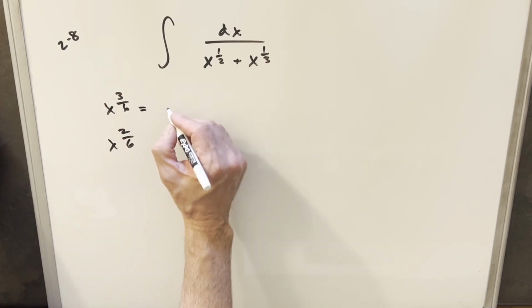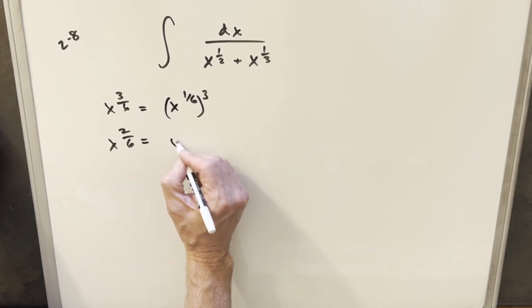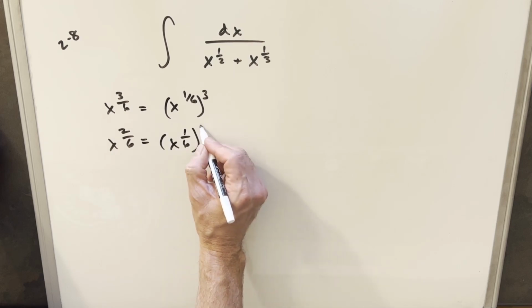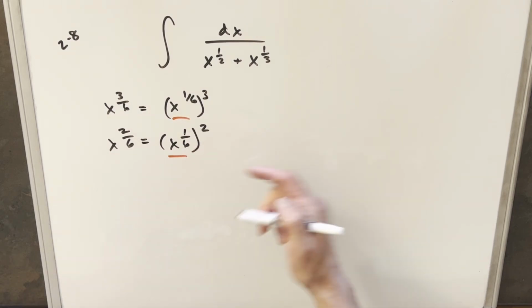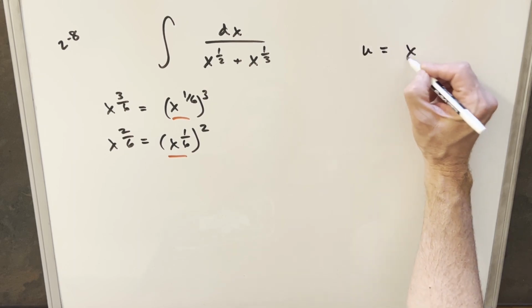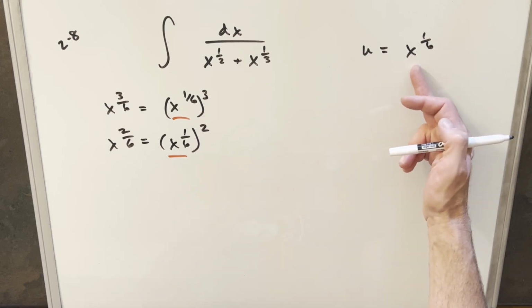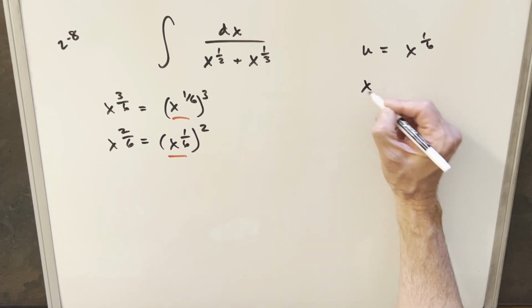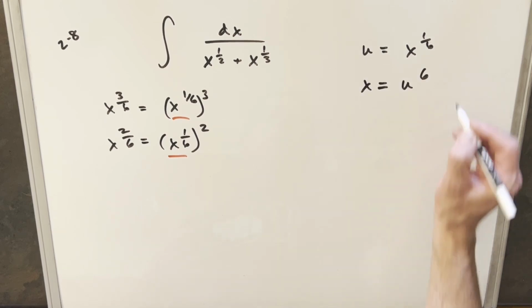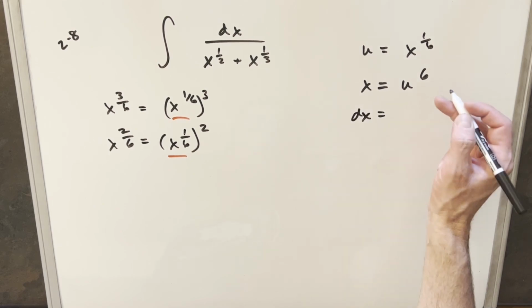So x to the 3/6 is the same as x to the 1/6 cubed, and this one is the same thing as x to the 1/6 squared. Now that we have this term x to the 1/6 in common, I want to do a u substitution and make that my u. So I'm going to call u equal to x to the 1/6. Because maybe we're more comfortable dealing with integer exponents, I can take this to the 6th on both sides, and so x is equal to u to the 6th. Then I can take my derivative and get dx, which is 6u to the 5th du.